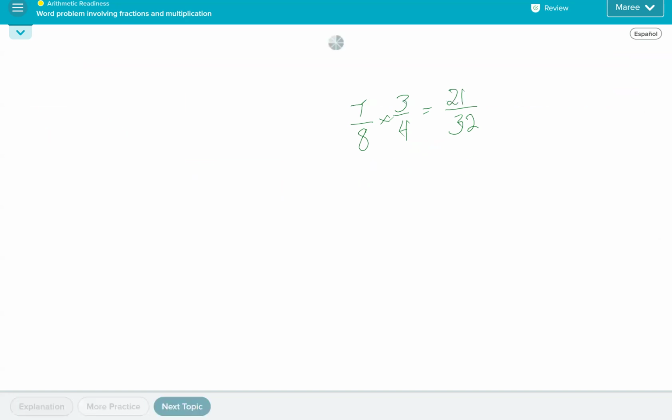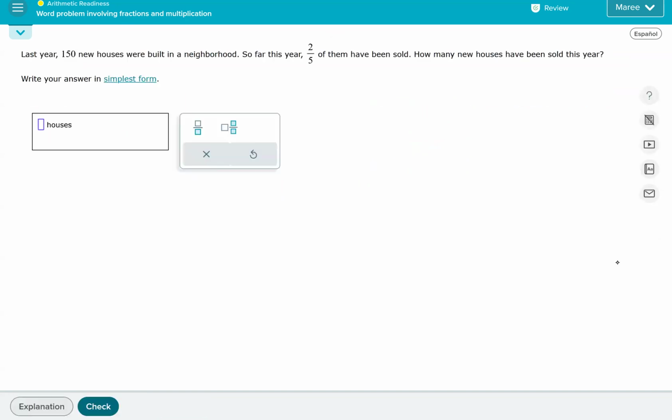There we go. And let's just do one more. Last year, 150 new houses were built in the neighborhood. So far this year, 2/5 of them have been sold. How many have been sold?